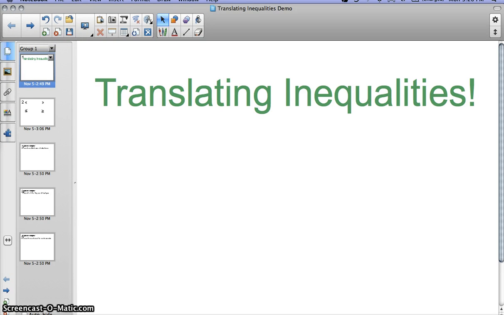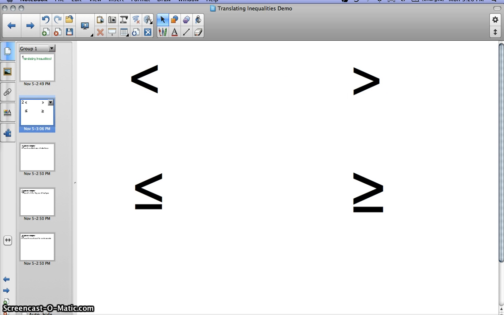We're going to talk about translating inequalities today. Basically, I'm talking about taking written sentences and translating them into inequality statements. Before we can do that, we need to make sure we know exactly what we're dealing with. So we all know our four inequality symbols, all right? But how do we recognize them when we're talking about them in written form?